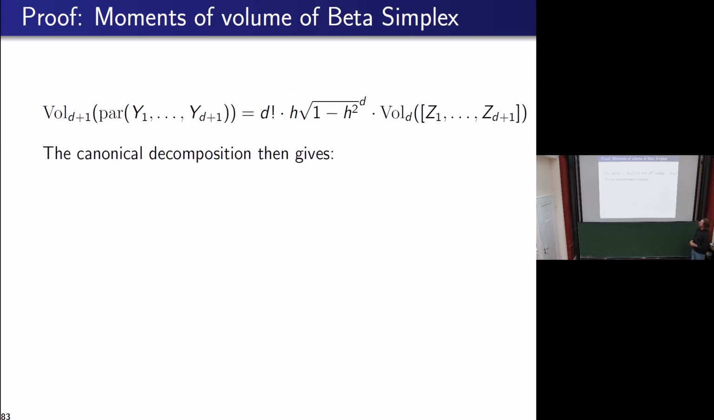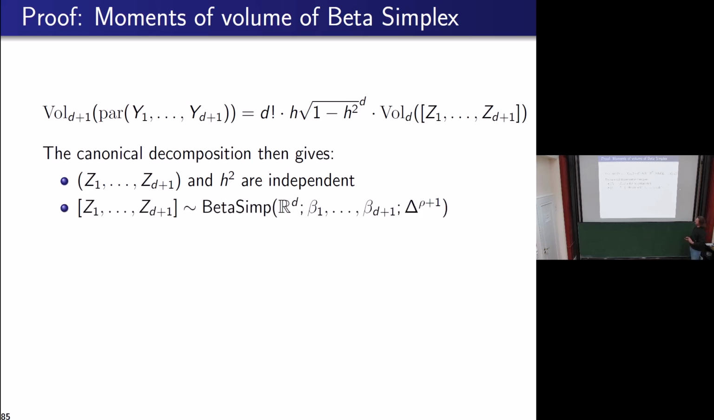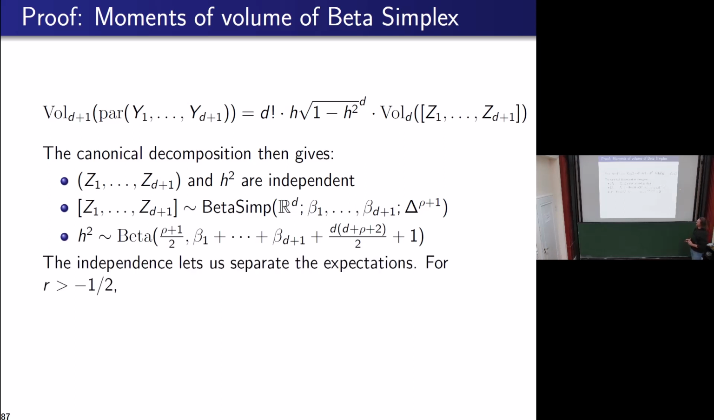And now, the canonical decomposition gives us everything that we need. Because, first of all, we know that these and these are independent, which allows us to take the expectation and separate the expectations. We also know the distribution of the right-hand side, which is almost the object that we want. But now we have, of course, this rho plus 1, which came from the canonical decomposition. And we have the distribution of h squared, which is this one-dimensional beta.